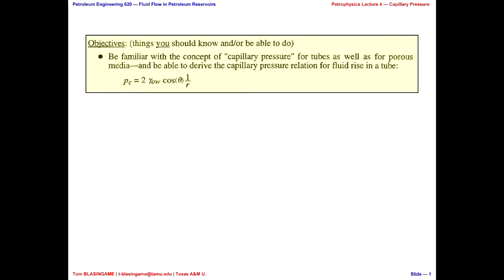So there we go. Tonight we're going to derive the equation for a single capillary. And this equation has a relatively easy derivation, but it's an important one.